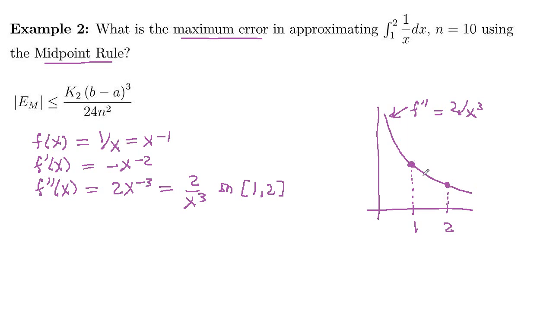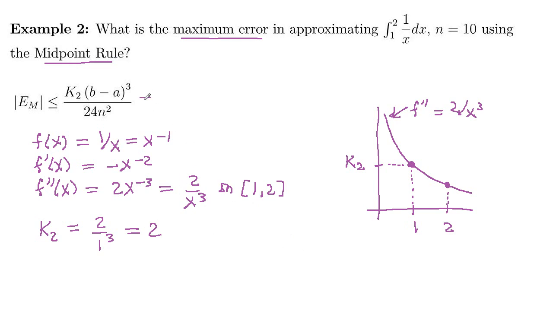Well, this is a decreasing function, so that number k2, the best estimate, is going to be the function value here at 1. So our k2, because the function's decreasing, is just going to equal 2 over 1 cubed, which equals 2. And notice x is coming from 1 to 2, so 2 over x cubed is always going to be less than or equal to 2.